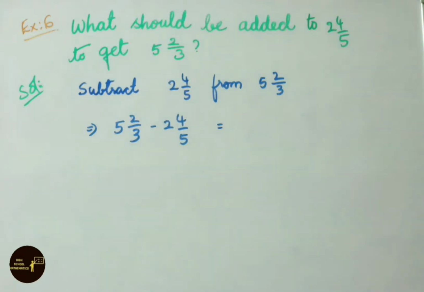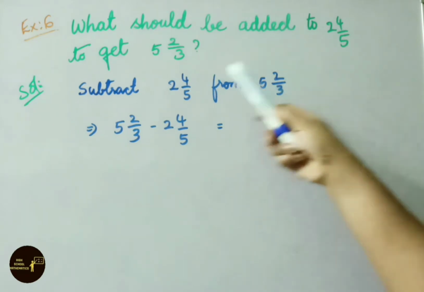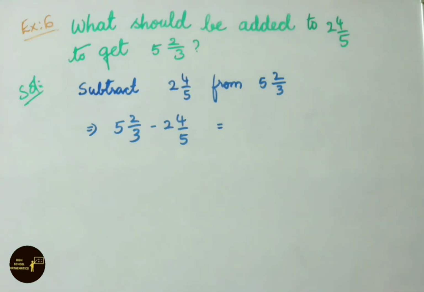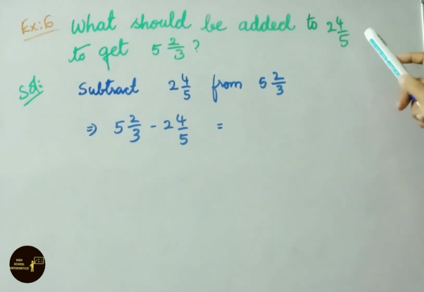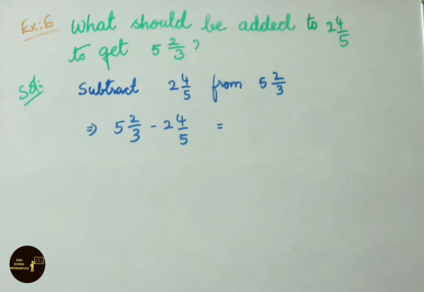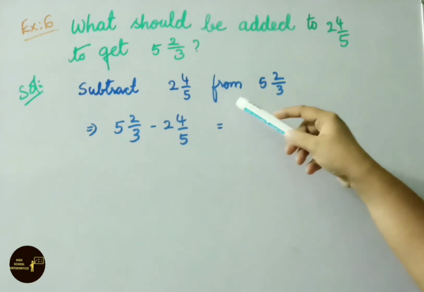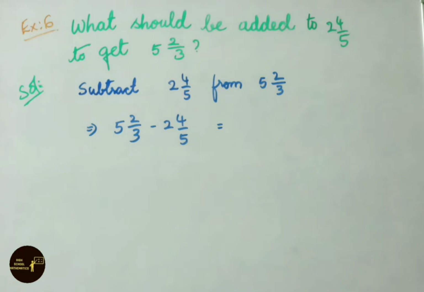See now example 6. What should be added to 2 4 by 5 to get 5 2 by 3? Let us see the solution now. Here in this question they ask us to find the number that must be added to 2 4 by 5 to get the answer 5 2 by 3. That means we have to subtract 2 4 by 5 from 5 2 by 3. That implies 5 2 by 3 minus 2 4 by 5.